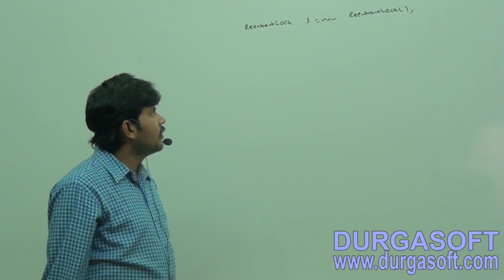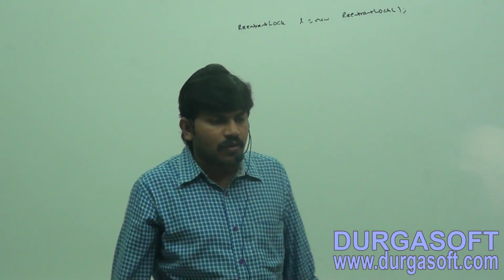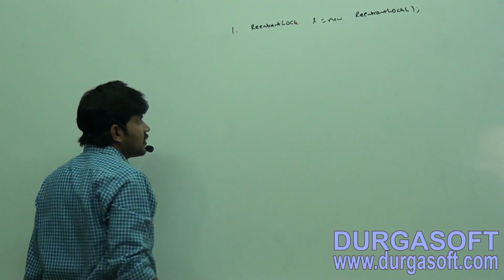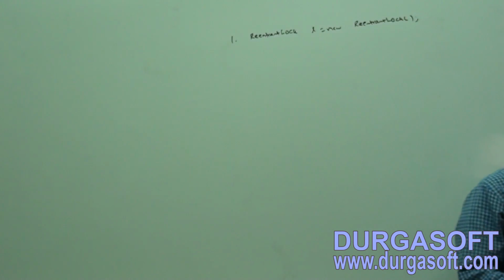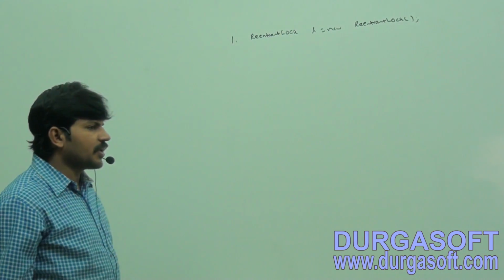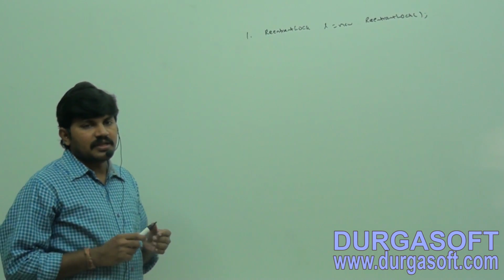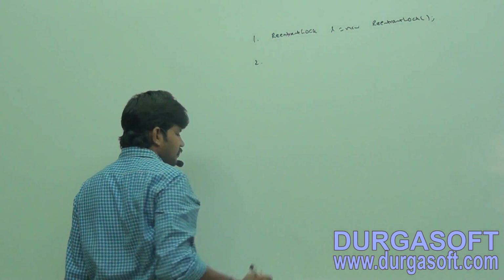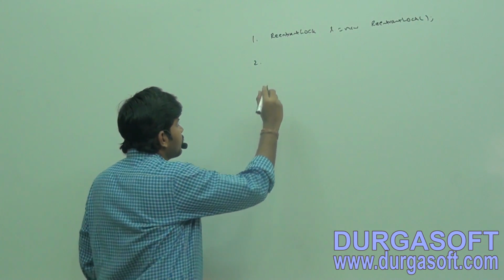Okay, first one: ReentrantLock l = new ReentrantLock(). It creates an instance of ReentrantLock. Okay, that is the first one, right? Now the second one.